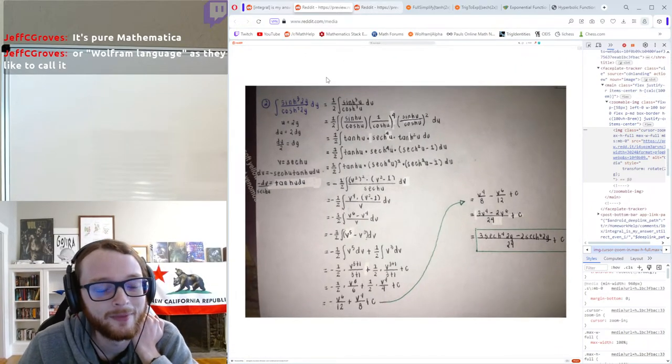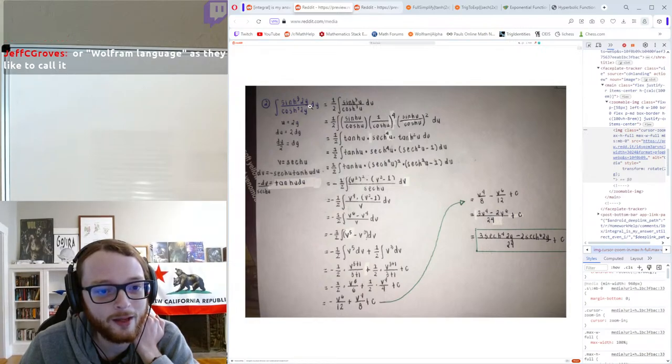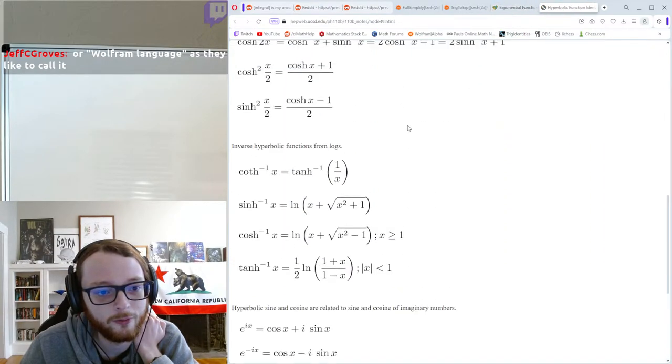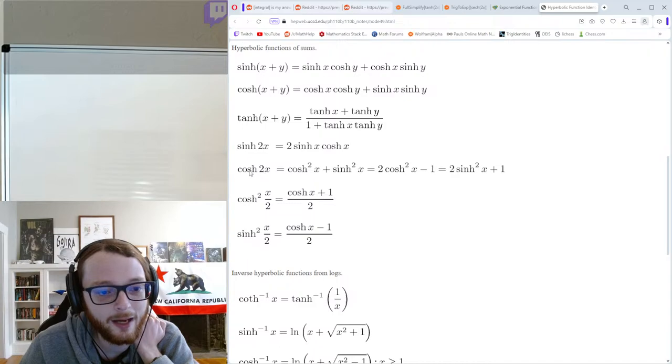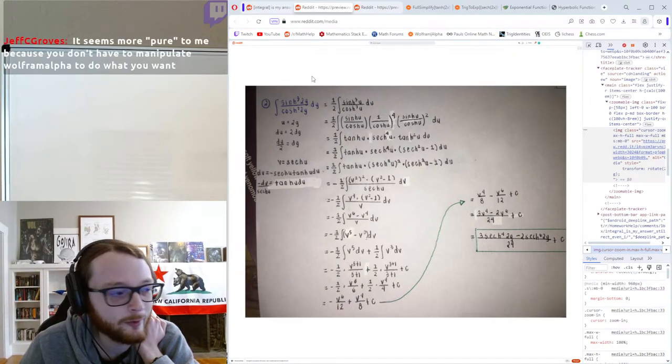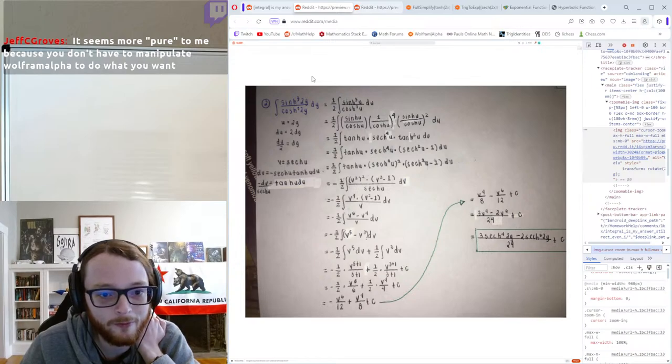Make it a little bit bigger. Okay, so this starts off with doing u equals 2y, just to get rid of these angles. You probably don't want the angles, because you already have powers involved, and you probably don't want more powers involved. That's fair enough. There might be some trick doing a double angle, but I don't think there's anything wrong with this. It seems more pure to me because you don't have to manipulate Wolfram Alpha to do what you want. That's fair. I do sometimes get frustrated at how Wolfram interprets the things that I'm typing.